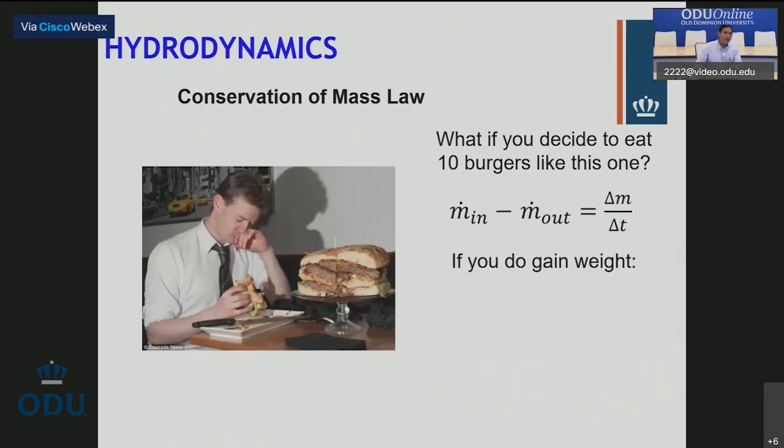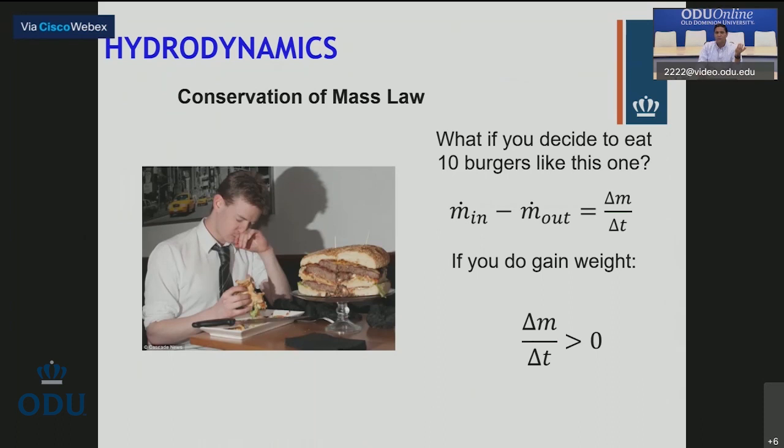So what if I do gain weight? Like you will if you do that, because it's not possible to get those 10 burgers out of your system that easily. If you do gain weight, that means that this right-hand term is positive. And there you go. What I'm trying to do here is to give meaning to the math, to the real deal, to what you see in real life. So dM/dt, delta M divided by delta T, is larger than 0, and that implies that you gain weight.